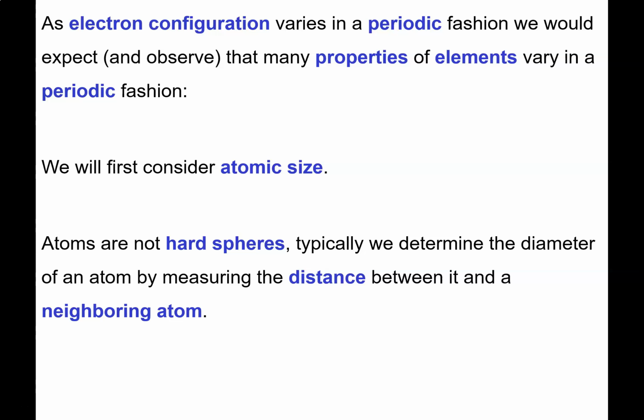So what we would expect is, because the configuration of electrons in atoms varies in a periodic systematic fashion as we move left to right, top to bottom across the periodic table, we would expect that many properties of elements would also vary in a systematic or periodic fashion.